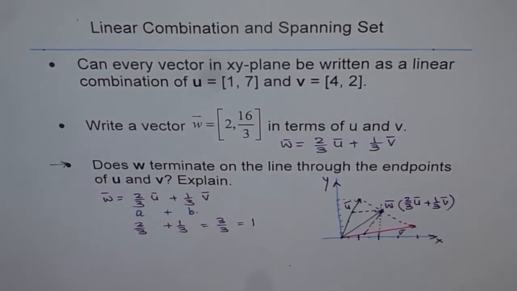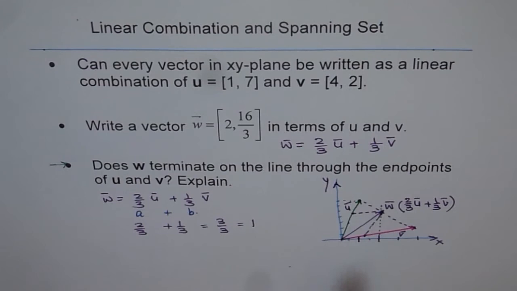With this example, I really wanted to highlight that if I ask whether a vector will terminate on the line joining two other vectors, then if you get a plus b as 1, the answer is yes, it will. So it actually divides u and v in a ratio. Do you see that? This is a very interesting question, asked in many different ways, and I hope this video helps you answer that part.